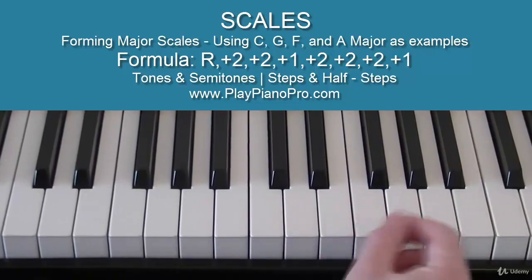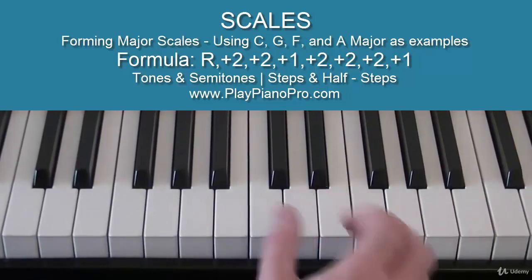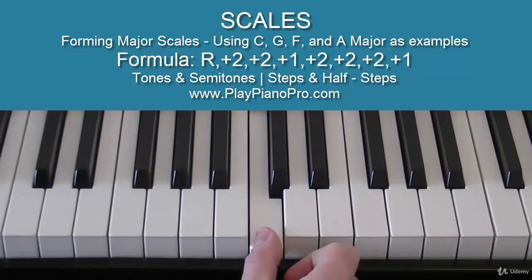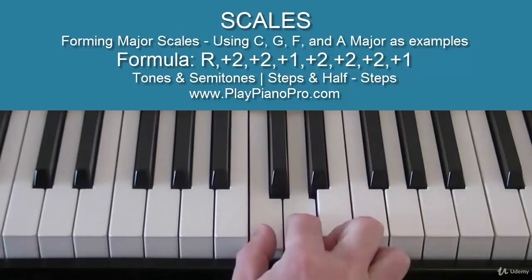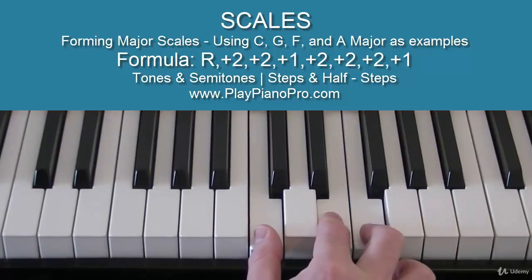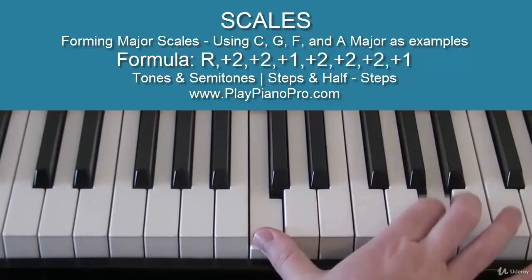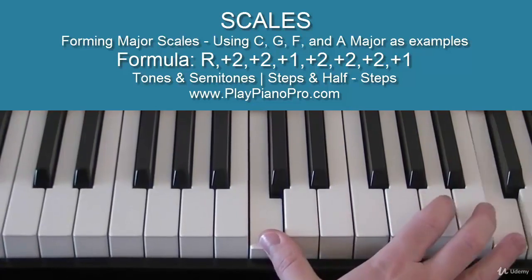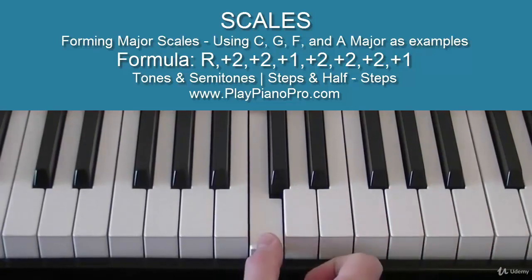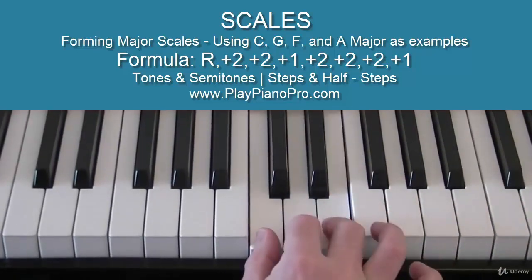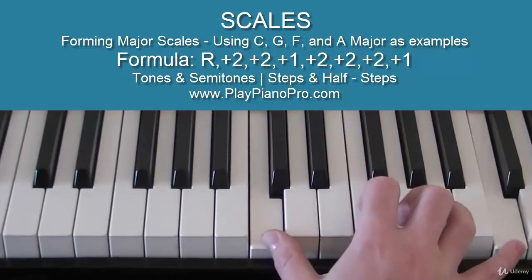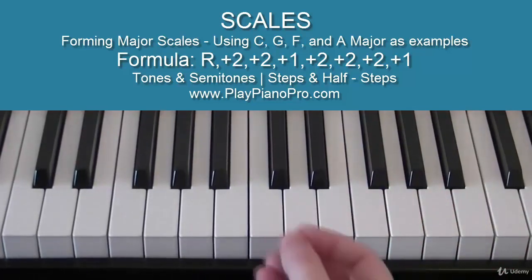Okay, so let's look at the distance between the notes, because what will be true for C major will be true for any other major scale. So we have the root note, the next note is a +2, the next note is another +2, the next note is a +1, then we have a +2, a +2, a +2, and back to our key note, +1. So to form a major scale: root note, up 2, up 2, up 1, up 2, up 2, up 2, up 1.